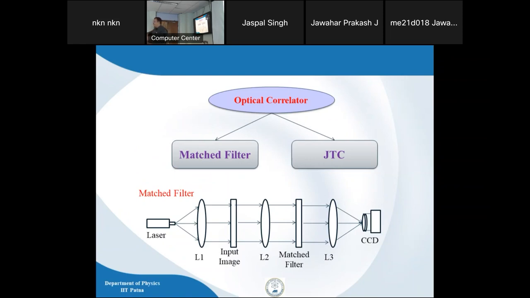So when did you obtain this bright spot? When both the functions were matching to each other. And this is what the Vander Lugt correlator is. The moment we have any mismatch, you will not get this spot, so no correlation output. The moment we have the spot, it means that both the functions are matching.